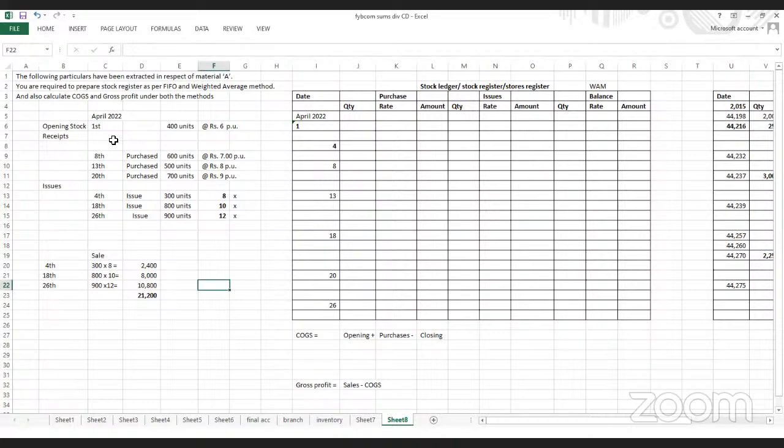The first thing we'll write is opening stock. I'll write in the balance column 400 units. The rate is 6. So amount will be 2,400. Clear?